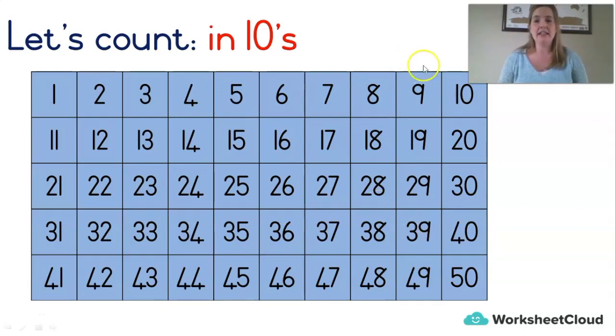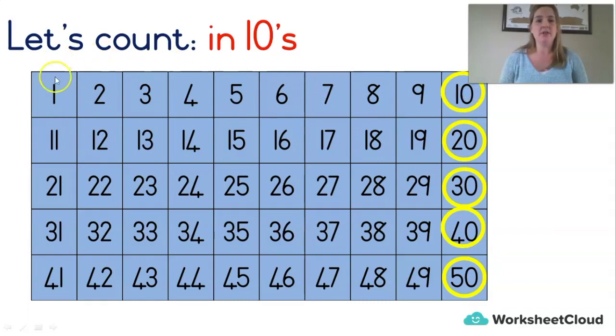Now, counting in tens means that we count number 10, then we plus 10. 10 plus 10 is 20. Plus 10 is 30. Plus 10 is 40. Plus 10 is 50. Because each row in this 100 block has 10 numbers.